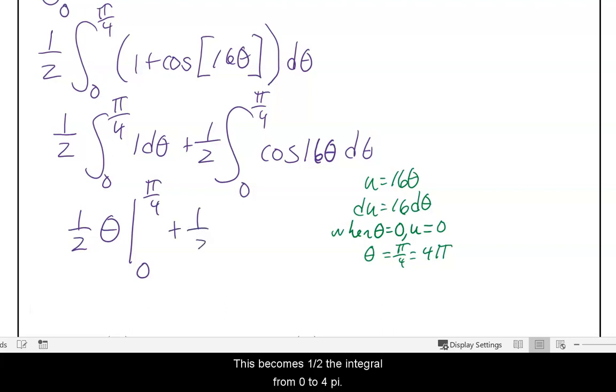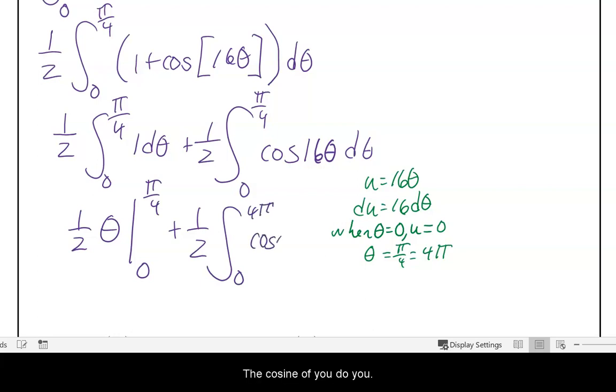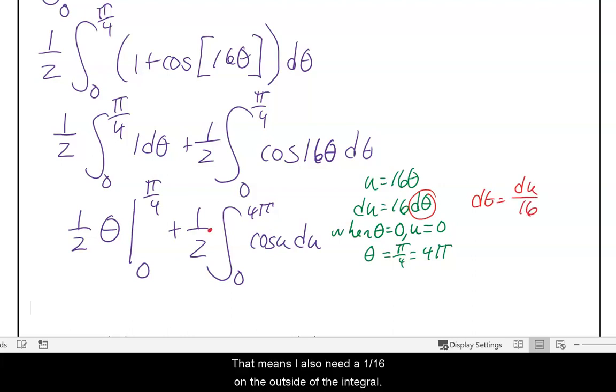This becomes 1/2 the integral from 0 to 4 pi of the cosine of u du. However, notice here that I have not yet solved for what's present. What was present was d theta. I don't have the 16. This means that d theta is du divided by 16. That means I also need a 1 over 16 on the outside of the integral.